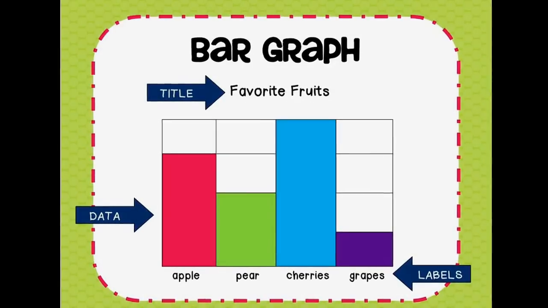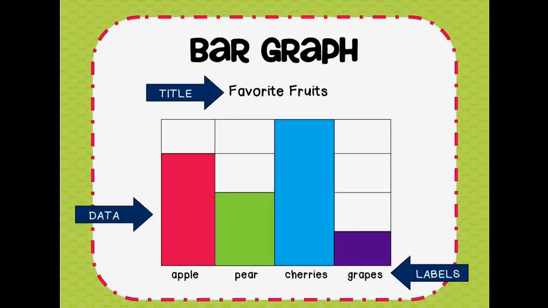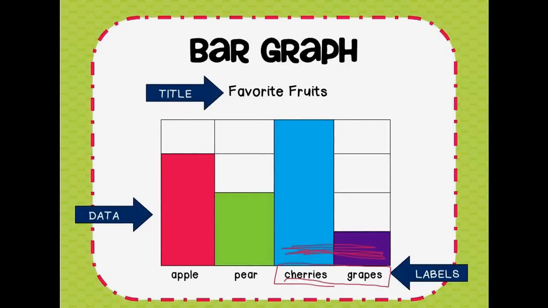The last type of graph we're going to look at today is called a bar graph. Our bar graph also has a title, favorite fruits. It has the labels here on the side or down on the bottom. You'll sometimes find them on the side, but this one happens to be down on the bottom. And the data that's going up, and you'll see there are boxes that they're coloring in for each vote. If I wanted to this time compare cherries and grapes, how many more people voted for cherries than for grapes? Well, let's take a look. Cherries and grapes, same amount of votes. Cherries and grapes, no one voted for grapes, but 1, 2, 3 more people voted for cherries.